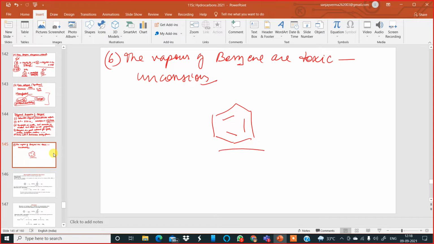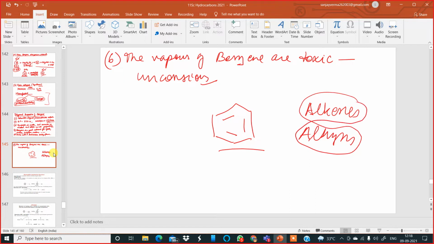Stability is higher. But if you compare benzene with alkenes, alkenes' reactivity is high. Alkynes also have high reactivity. So unlike alkynes and alkenes, the reactivity of benzene is less. This is because there is resonance, a delocalization of the pi electrons in benzene, that makes it quite stable and unreactive.